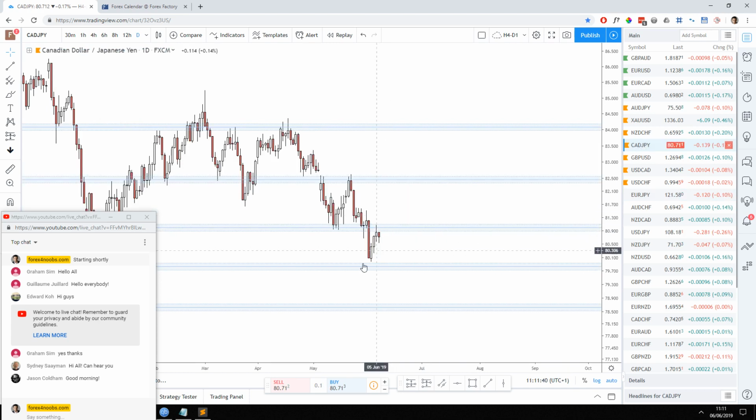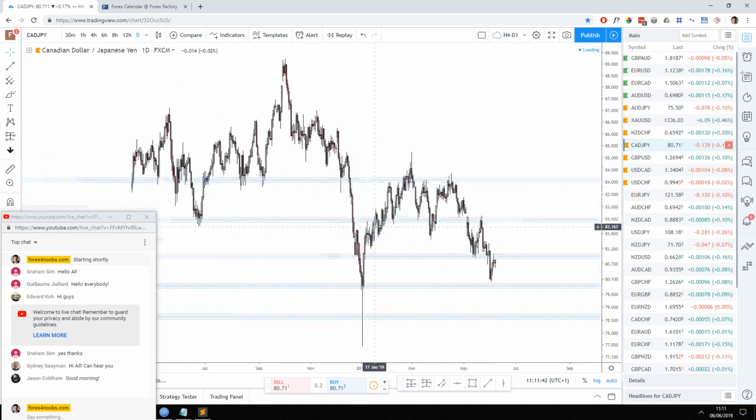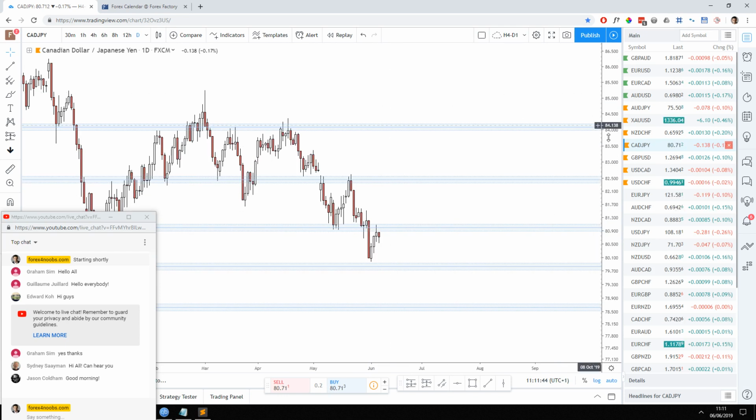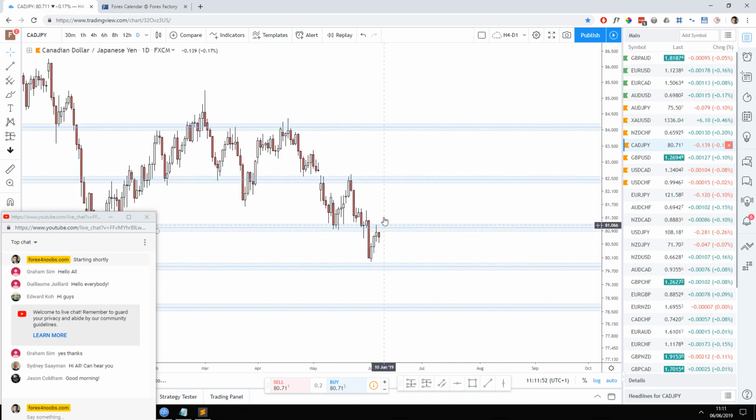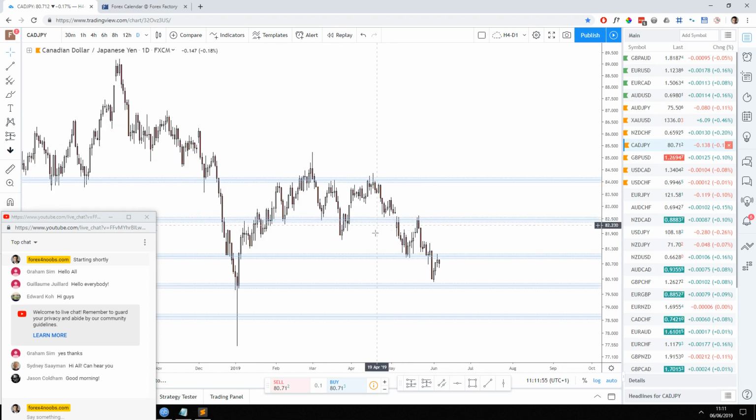CAD JPY has pushed back up to resistance. Looks like we might see a short continuation here. Similar situation to, what was it, AUD JPY. So there is a potential short continuation to be taken here. This one you have a little bit more leeway.